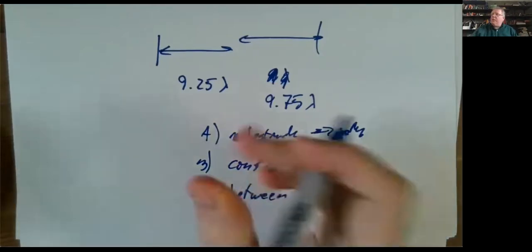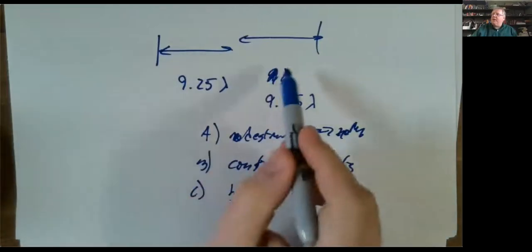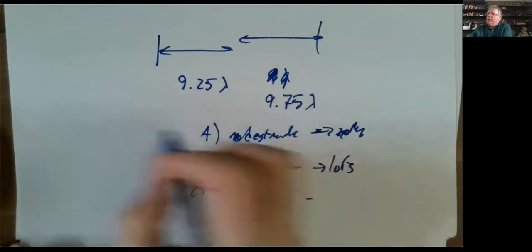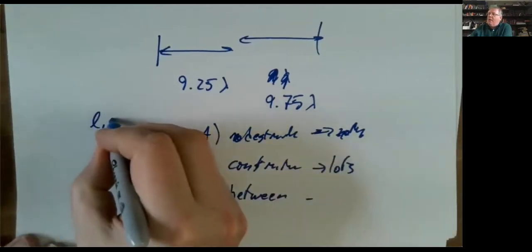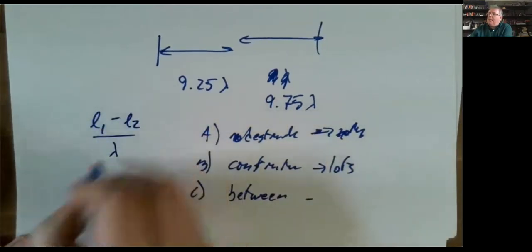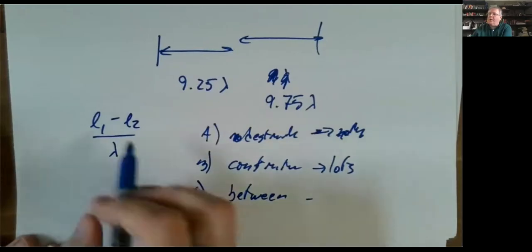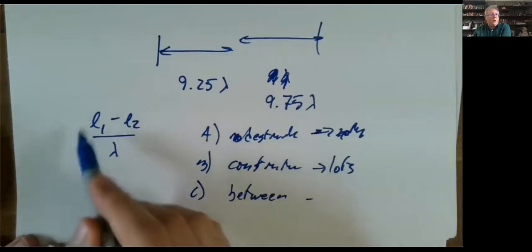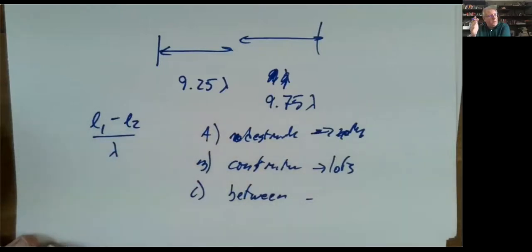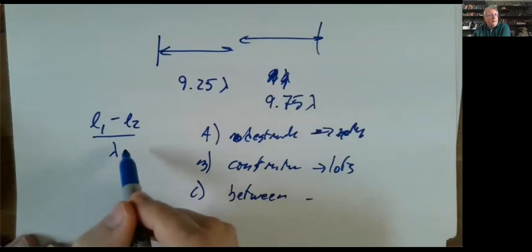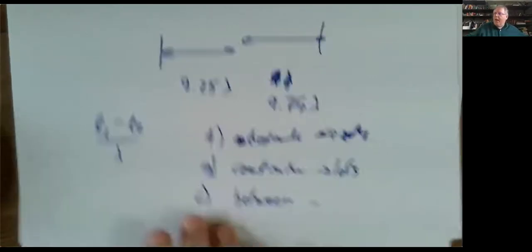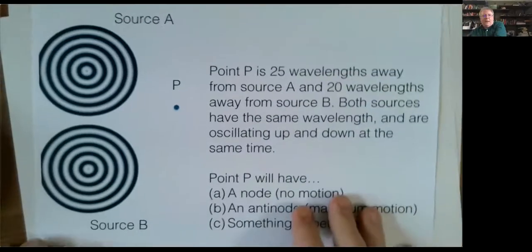Yeah, so this would be destructive. I just want to make sure everybody got this idea. So this is destructive. This number doesn't really matter. It's really the difference between these two numbers. It's really L1 minus L2 divided by lambda. That's what we really want to know: how many wavelengths different is it? If this is an integer, 0, 1, 2, 3, 4, then it's going to be constructive. If this is a half integer, then this will be destructive. So that's the kind of number we're looking at. Now, instead of having the waves head straight at each other, what if I had them something like this?